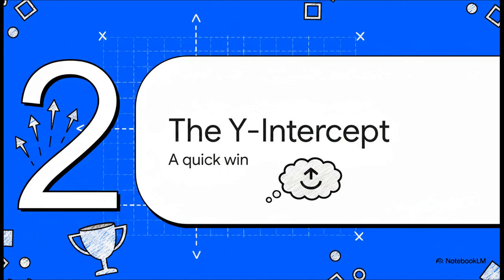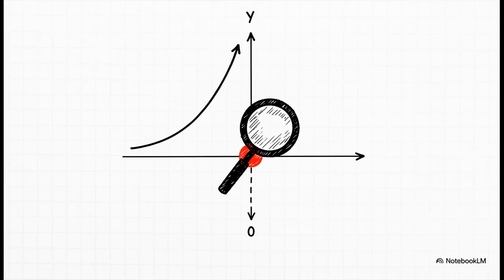Let's start with the y-intercept. Honestly, this is the easy part. It's a great way to get some points on the board right away and just build a little bit of confidence. Now here's a golden rule for any graph. Doesn't matter how weird it looks. The y-intercept is always where the graph hits that vertical y-axis. And what's true for every single point on that axis?